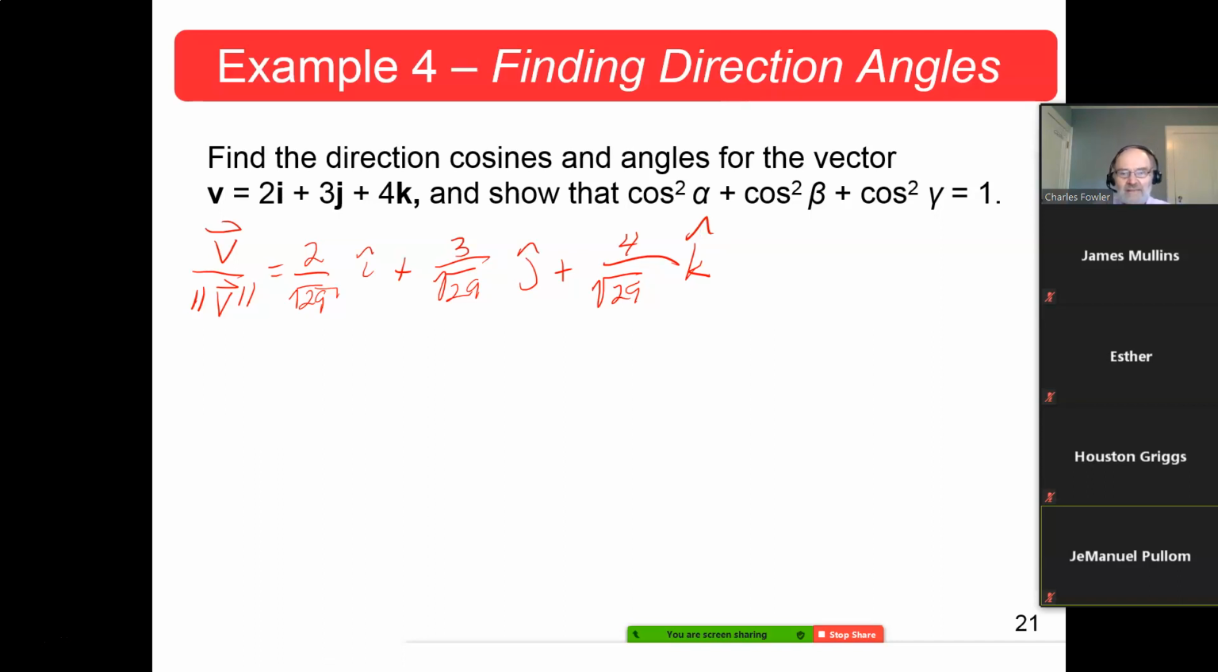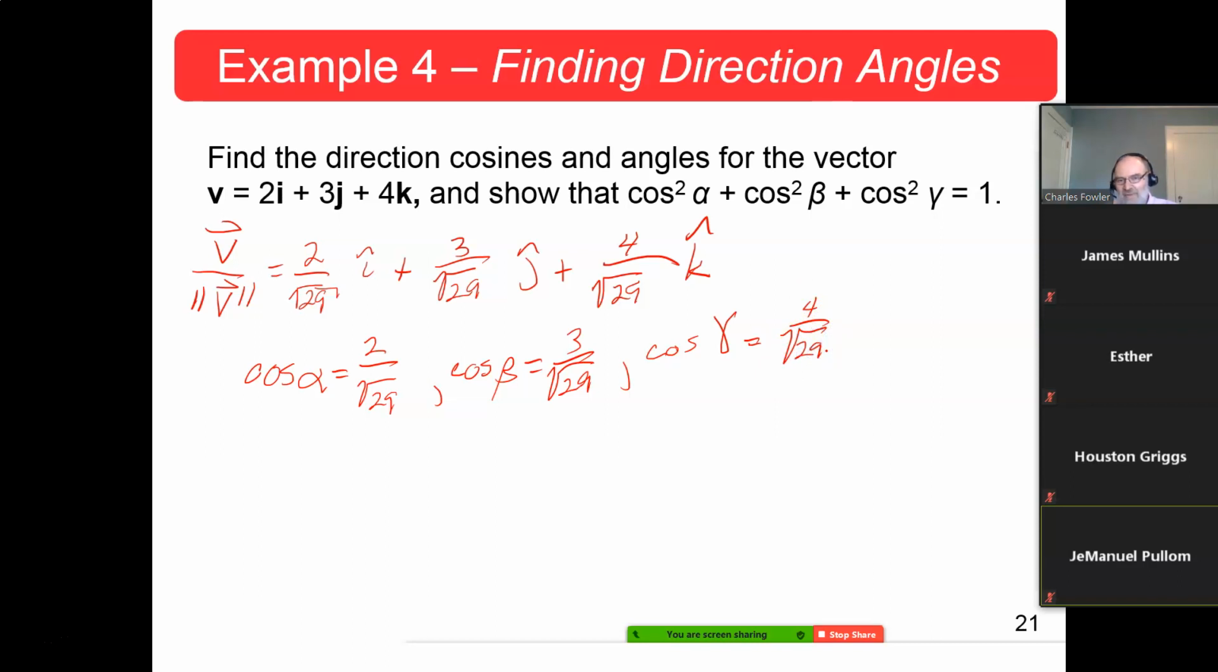Okay. Now, as you also see, cosine alpha is equal to 2 over root 29. Cosine beta is equal to 3 over root 29. And cosine gamma, I can't write a gamma. Let me do it better than that. Let's see, where is it? There it is. I'm sorry. I got everything cleared momentarily. That's basically what a gamma looks like, is equal to 4 over root 29.